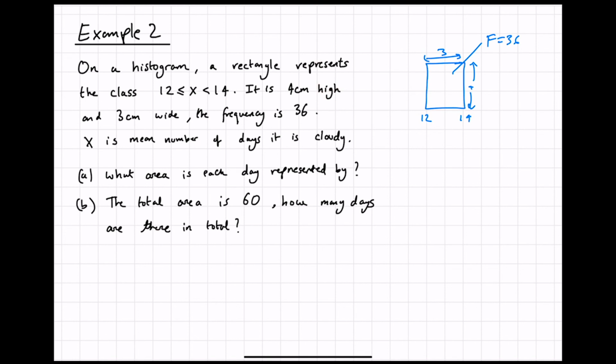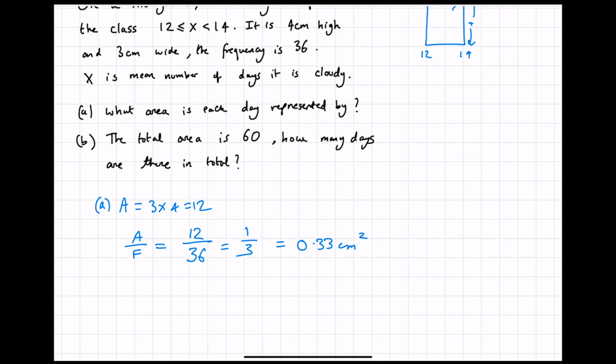So the first question is quite easy. It says, what area is each day represented by? To do this, you first find the area of the bar, which is 3 times 4, equal to 12. And this area of 12 represents a frequency of 36. So you say the area divided by the frequency is what you want. The area is 12, and this represents 36 people. So each day is represented by 1/3, or 0.33 centimeters squared, of area. And then quite simply, it says the total area is 60.